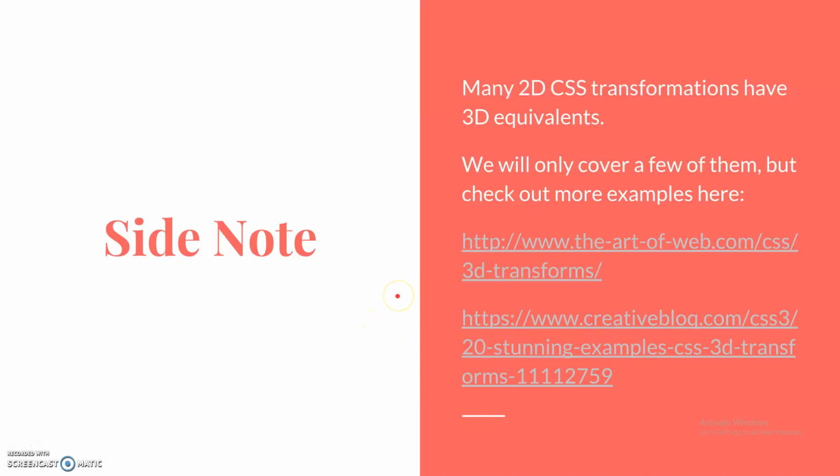As a side note, many 2D CSS transformations also have 3D equivalents. As such, we will only be covering what 3D transformations have added to the transform property, but if you want to look at some more examples of them, you can visit these websites here. I'll also provide the links for those websites in the description of this video.